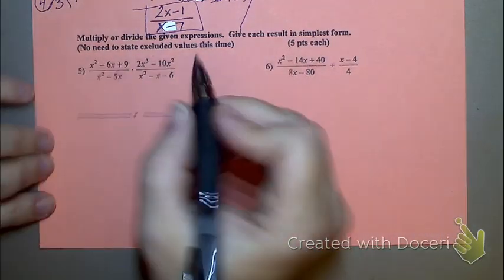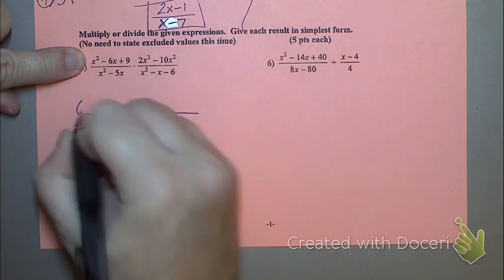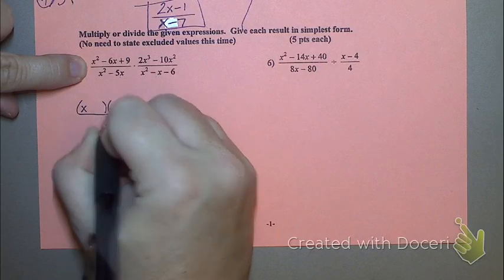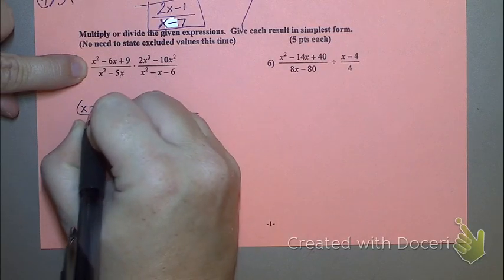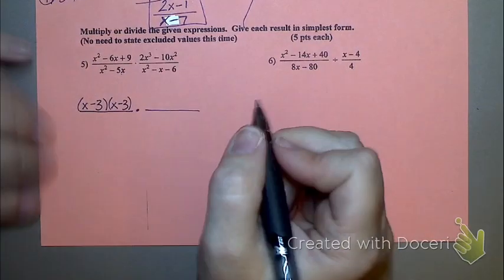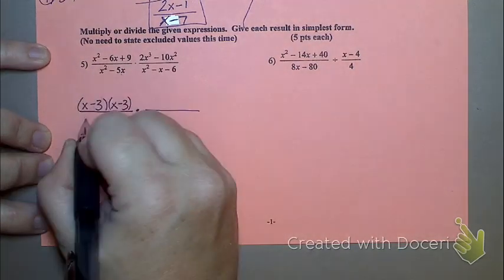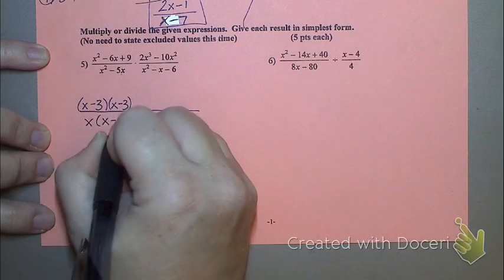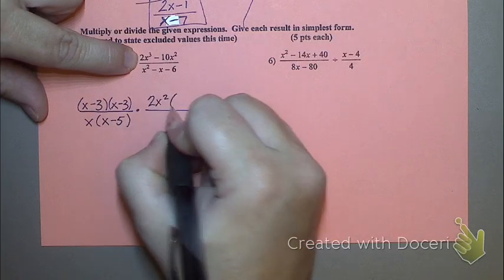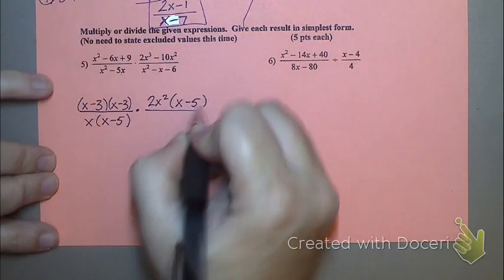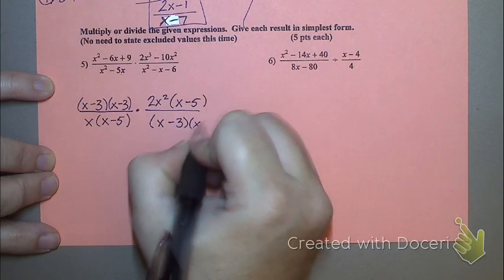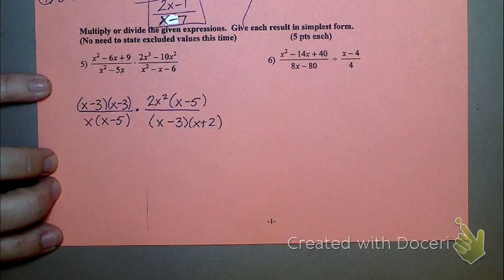All right, x squared minus 6x plus 9 will factor into x minus 3, x minus 3. You can go ahead and do snowflake to see that that's true. Over here I can take out an x and I'm left with x minus 5. Up here I can take out a 2x squared and I'm left with x minus 5. And down here I get x minus 3, x plus 2. Everyone okay with that?